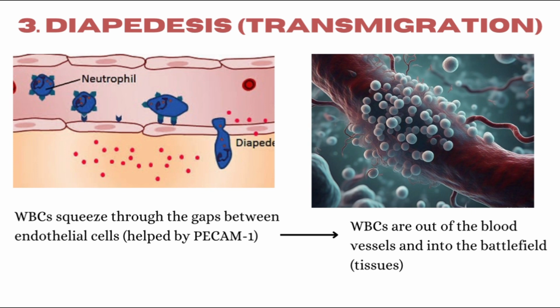As vasodilation creates gaps between the endothelial cells, the WBCs squeeze through these gaps. Even though it is painful, they somehow make it. And finally, they enter into the battlefield, that is the tissues. It is mediated by PECAM1, and this process is called diapedesis or transmigration.